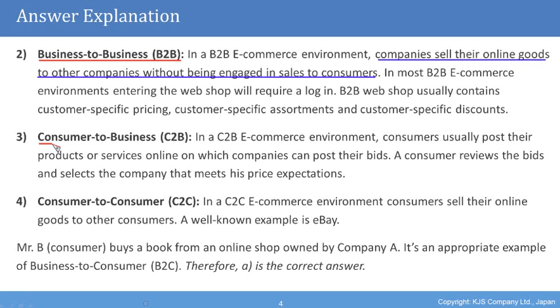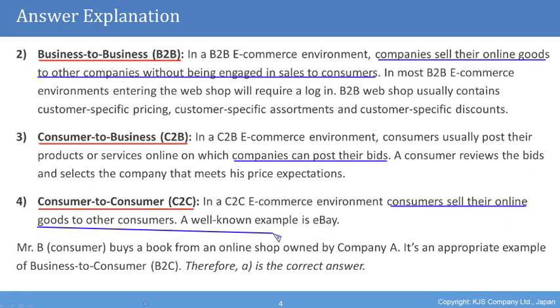Thirdly, we have consumer-to-business, or C2B. In a C2B e-commerce environment, consumers usually post their products or services online on which companies can post their bids. A consumer reviews the bids and selects the company that meets his price expectations. And finally, we have consumer-to-consumer, C2C. In a consumer-to-consumer e-commerce environment, consumers sell their online goods to other consumers. A well-known example is eBay.